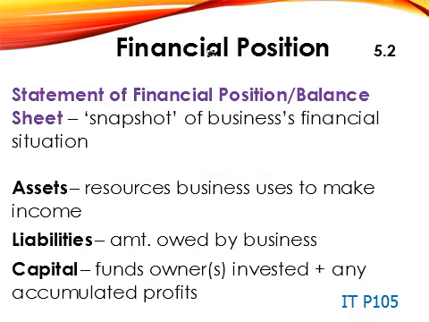At the end of an accounting period, a statement of financial position, or balance sheet, gives a snapshot of the business's financial situation. It shows the balances of the assets, liabilities, and capital of the business at one point in time. The key elements of a statement of financial position are assets, which are resources the business uses to make an income. Liabilities, which are amounts owed by the business. And capital, which is the owner's investment in the business and any accumulated profits.